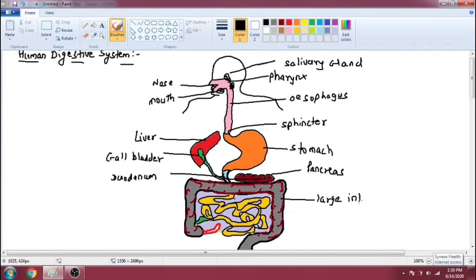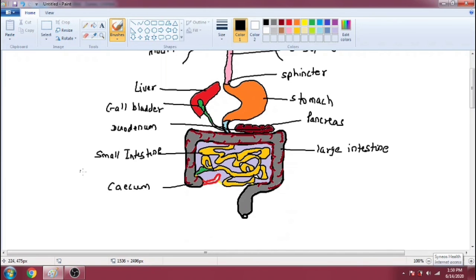Then we have the large intestine, then we have the small intestine, then we have the cecum. So let me label the small intestine first. We need to understand that near the cecum there is a finger-like vermiform appendix. So I draw this. This is the blind pouch, which is called the cecum. And then we have this red portion. Let me mark it red and black for you so that you can understand. This is the appendix, which was functional in ancestors, still functional in herbivore animals, but it is not functional in the case of us, modern man.